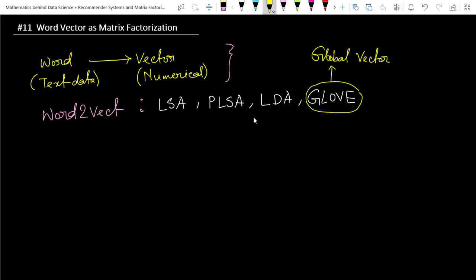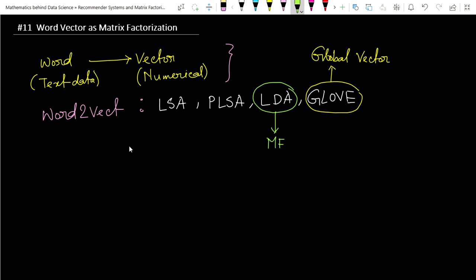Now the LDA, these techniques are actually fairly connected to matrix factorization. Now we'll see how you use this matrix factorization concept to convert word text data to a vector. Let's see it step by step.